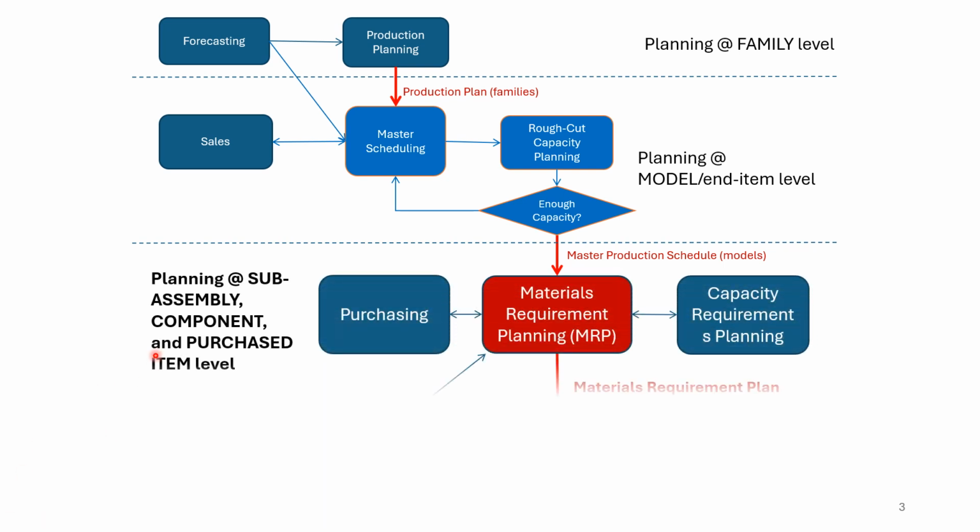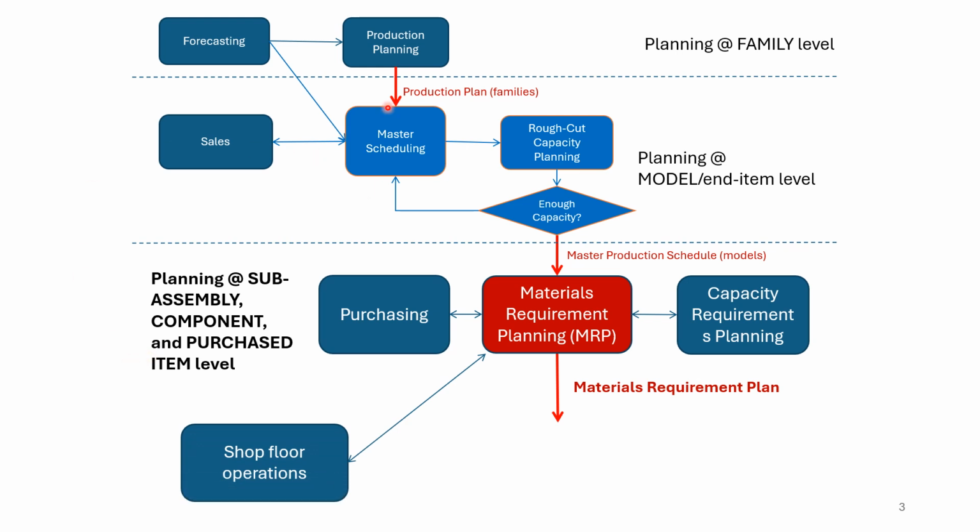Next, once we've confirmed the capacity that we need to produce, that is the master schedule, we go on to the MRP and we start to go more detailed or specific. This is where I would say the rubber really meets the road, so to speak.